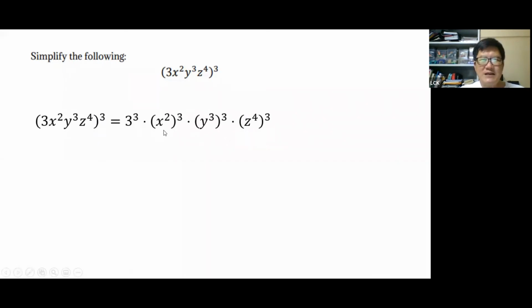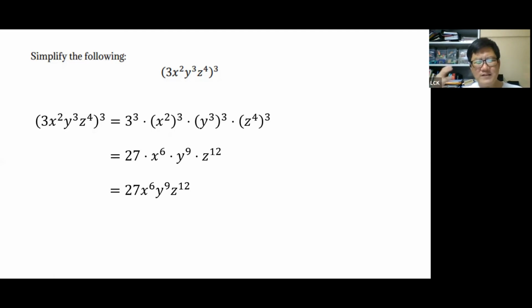And that's 27. 3 applies to x squared, so it's x squared to the power of 3. 3 applies to y cubed, so that's y cubed to the power of 3. 3 applies to z to the power of 4, so that's z to the power of 4, the whole thing to the power of 3. Again, just do it systematically. 3 to the power of 3 is 27. 2 times 3 is 6. 3 times 3 is 9. 4 times 3 is 12. Get rid of the raised dots and you've got it.